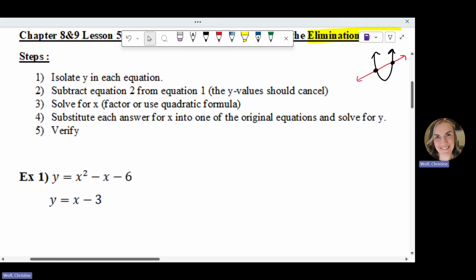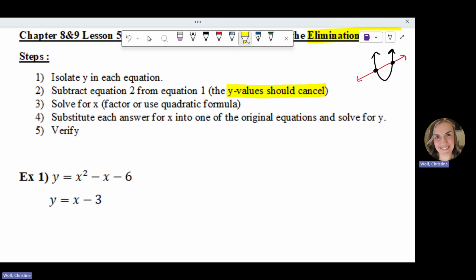So first thing first, we're going to isolate y in each equation. No big deal. We've done that a million times. Number 2 is we are going to subtract the second equation from the first one. So we're going to find the difference between the two equations. And the reason we do that is by doing this, the y value should cancel out, right? Like if we have isolated y in both equations and we minus them, I would have y minus y. It would be totally gone. So that's good because then we would only have an x value and we could solve for x.